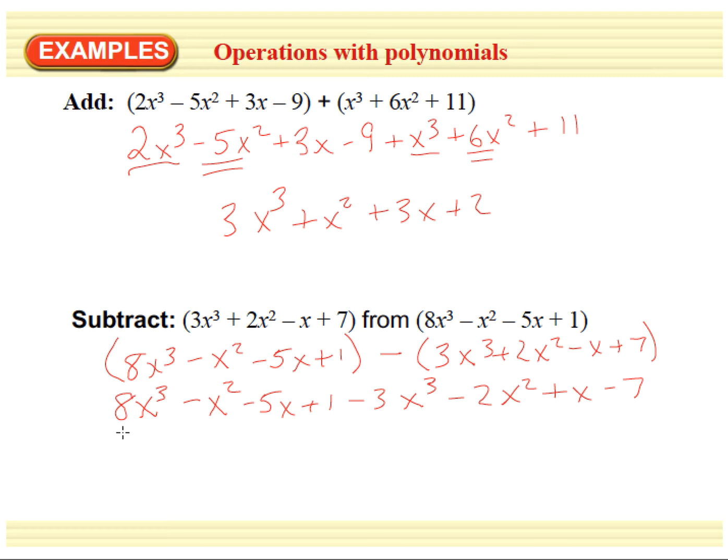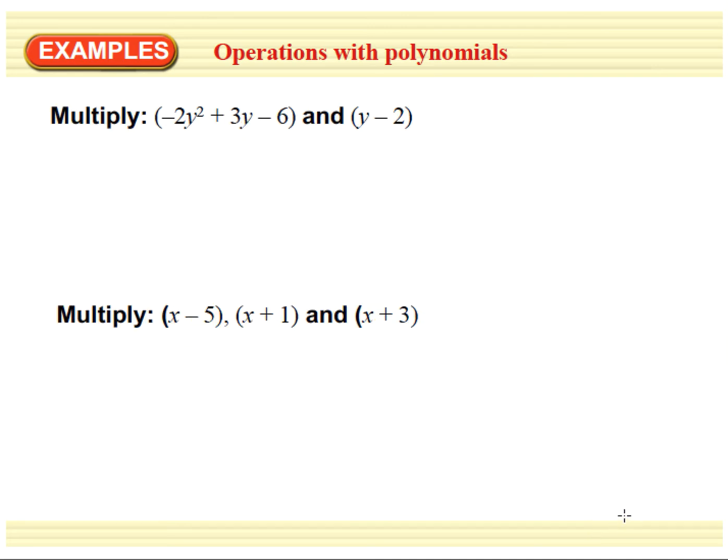So combine like terms now. So we got 5x cubed minus 3x squared, negative 5x plus 1x, negative 4x, positive 1 minus 7 is minus 6.